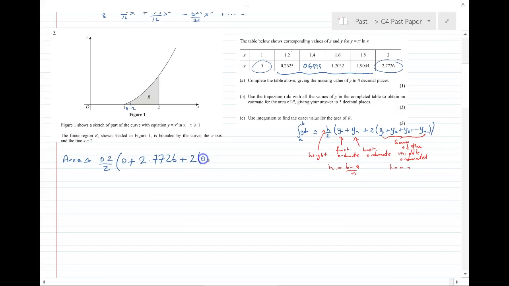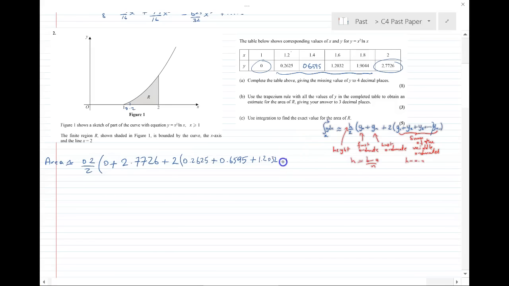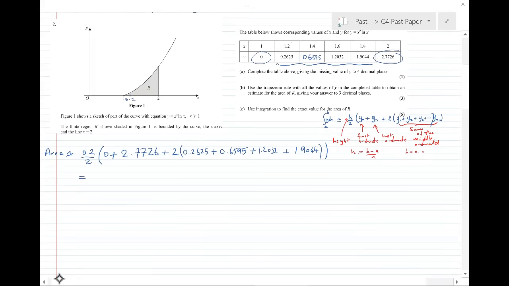So that's 0.2625 plus 0.6595 plus 1.2032, just make a bit more space here, and plus 1.944. And it's just a case of working that out. To 3 decimal places, that comes to 1.083. Okay, so that's the first bit, A and B done, the trapezium rule.